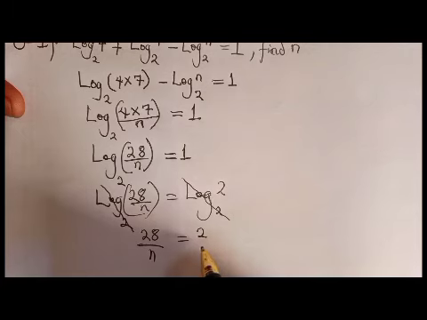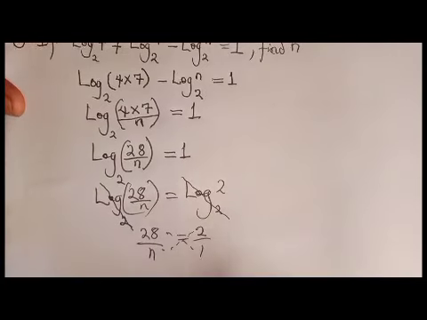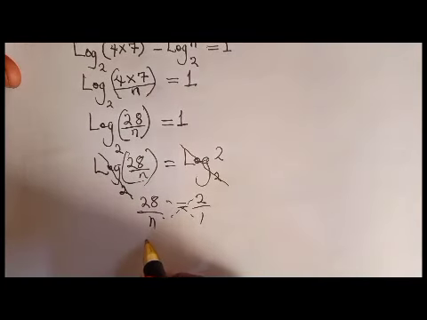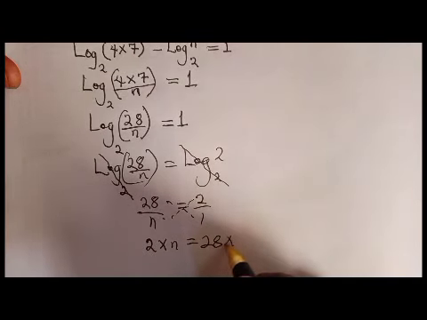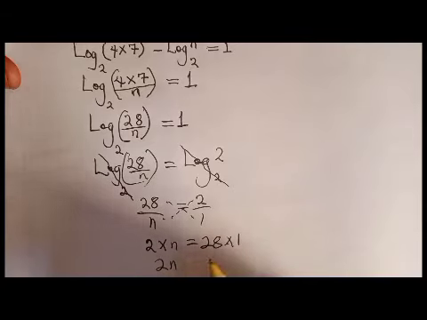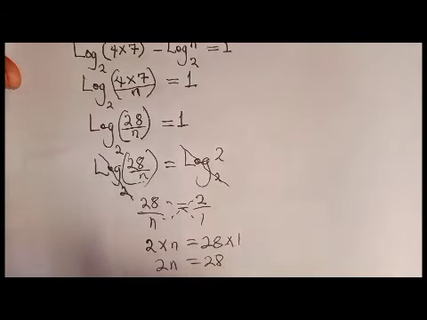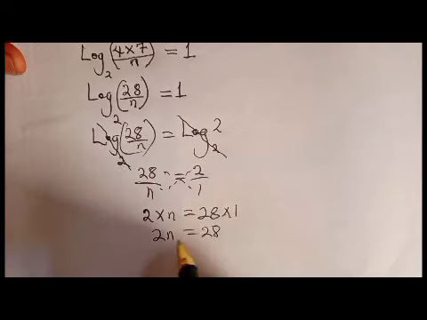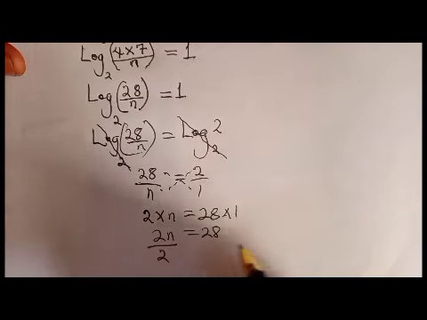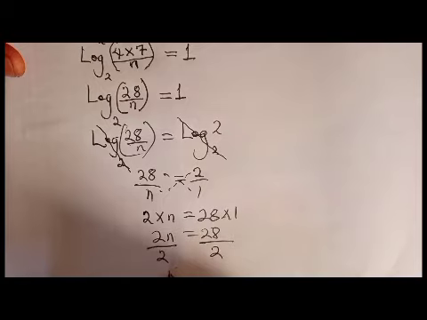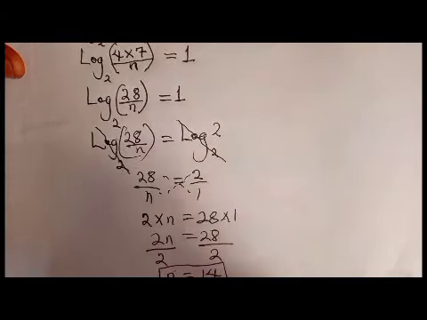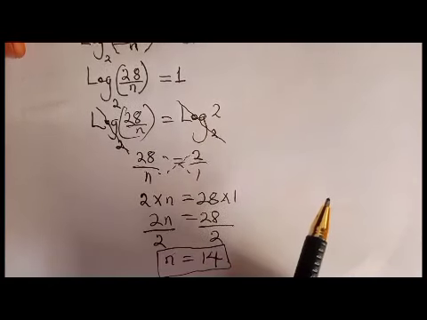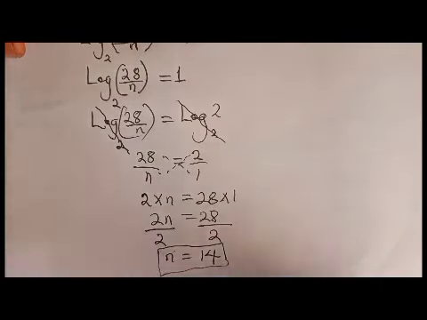Of course, the normal thing to do here is we can simply just cross multiply. When I cross multiply, I'm going to be left with 2 times n equals 28 times 1. And that gives me 2n equals 28. Then I'm going to have to what? Divide both sides by the coefficient of n, which is 2. And then my answer becomes 14. So the value of n from that equation is 14. So that is it.